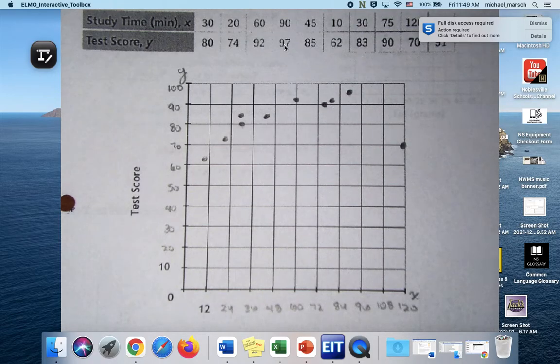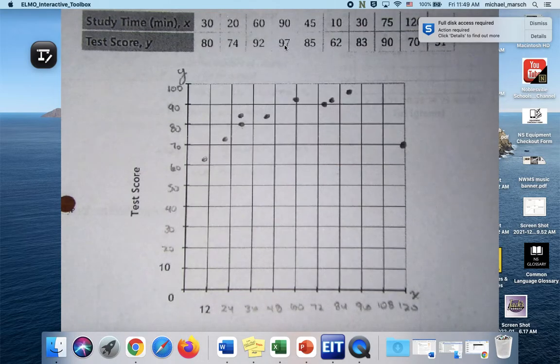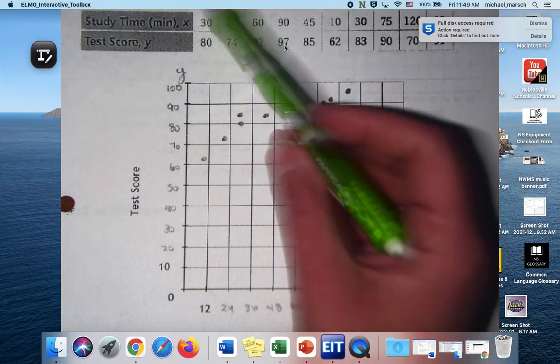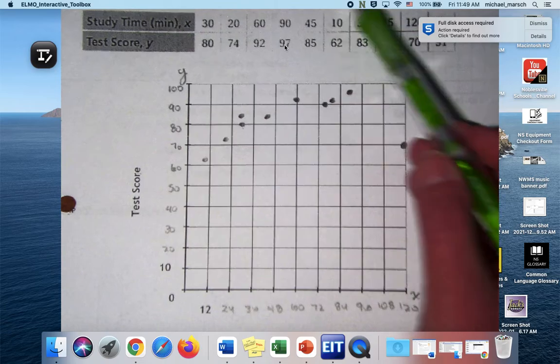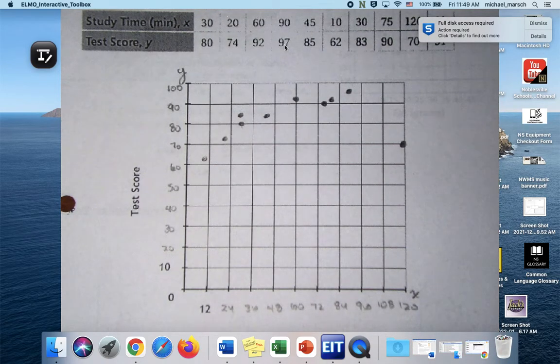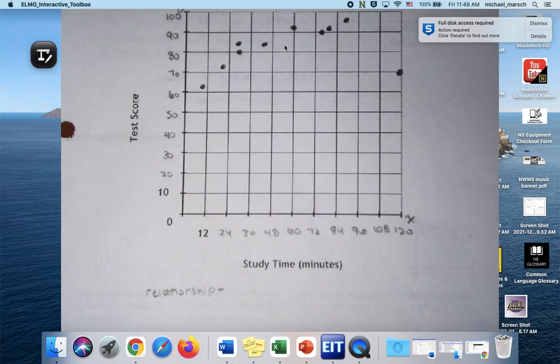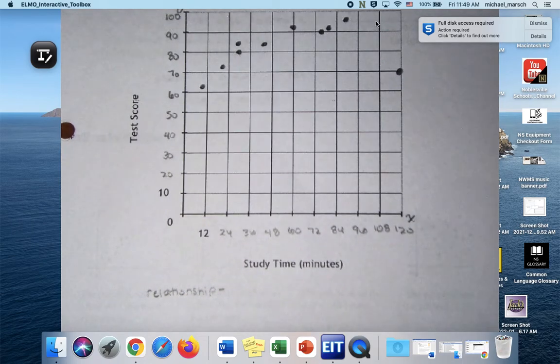Are we done? Nope. Now we're going to answer some questions. It says identify, describe the relationship, identify any outliers, gaps, or clusters. We have 15 minutes. We're good. So what is the relationship here?